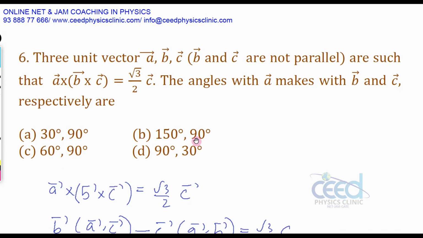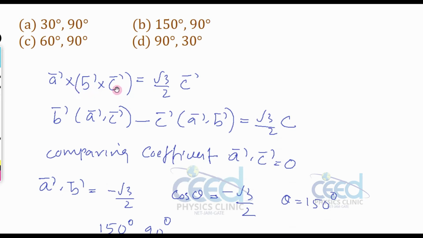Okay, see, another question: three unit vectors A, B, C, where B and C are not parallel, are such that A cross B cross C is equal to root 3 by 2 C. The angles A makes with B and C respectively are... So we want to find the angle A makes with B and with C. Here they have given that A cross B cross C is equal to root 3 by 2 C, and we know the vector triple product expansion, that is B into A dot C. So B you can keep here.